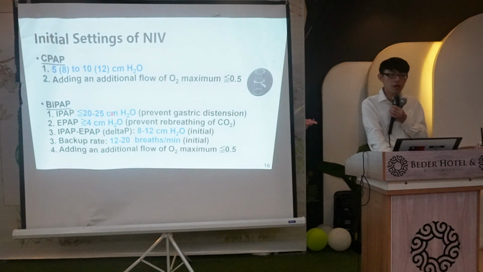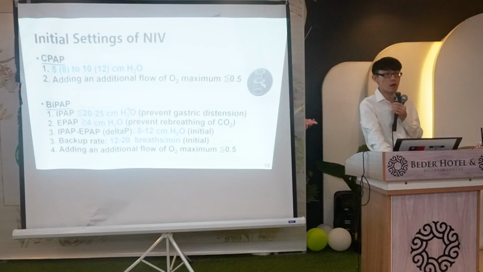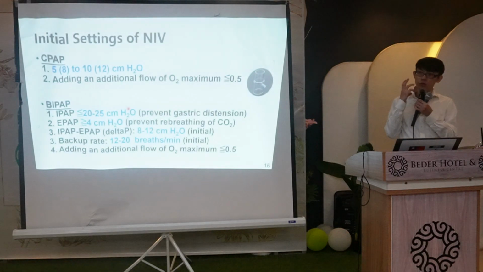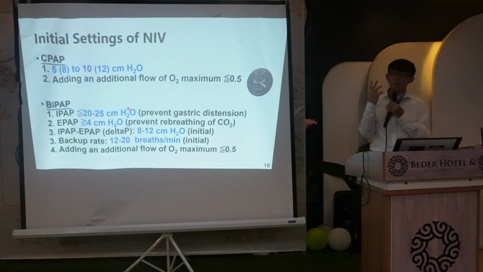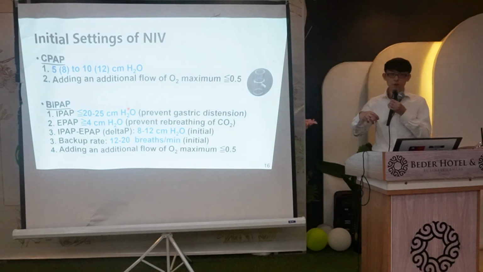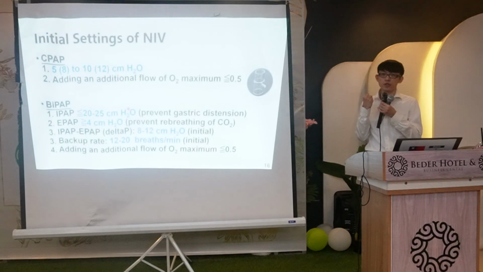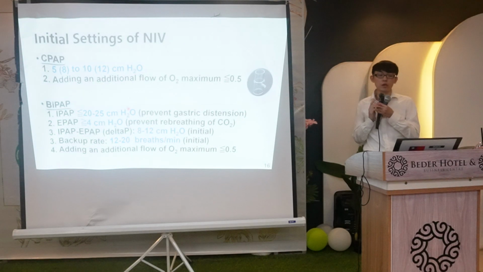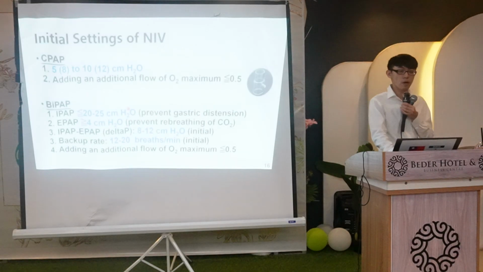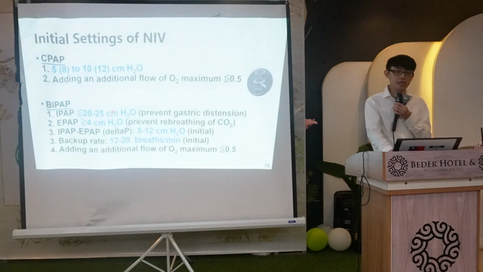In BiPAP, you need to set IPAP, and this IPAP is around 20 to 25 centimeter water at maximum, because you use a mask to cover the nose and mouth of the patient. Some positive pressure can go into the lung, but some can go into the esophagus and cause gastric distension. So we need to limit the pressure to around 20 to 25. This is the maximum value.